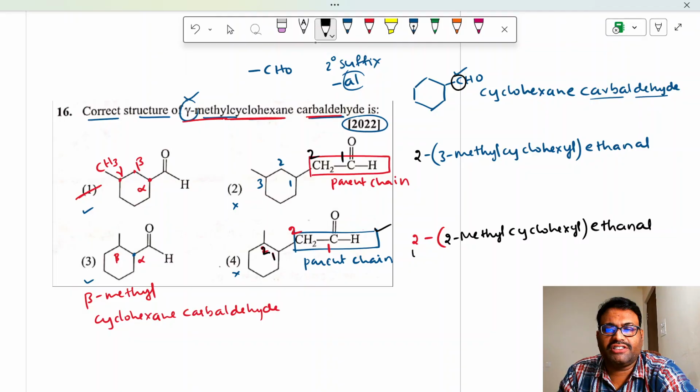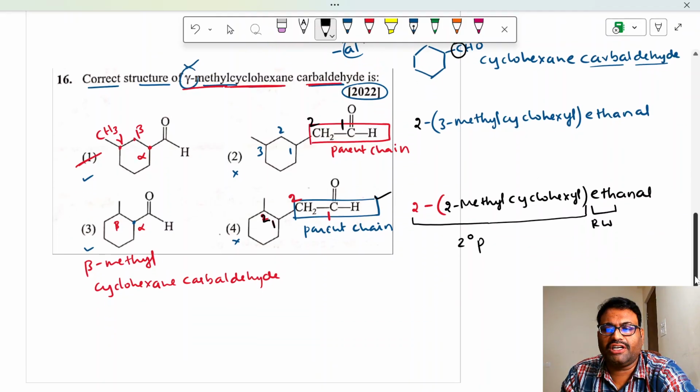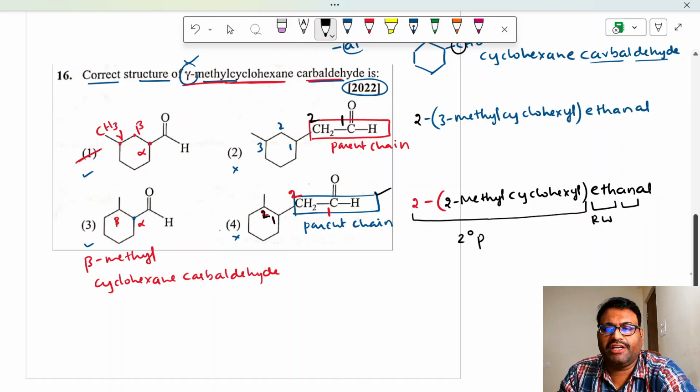So what is this? This completely is secondary prefix. Eth is root word. What is that? Root word. Ane is primary suffix. Al is secondary suffix. Are you getting this? Right? Let us move to the next question.